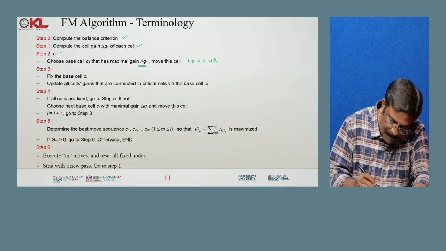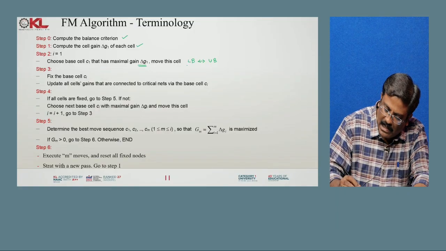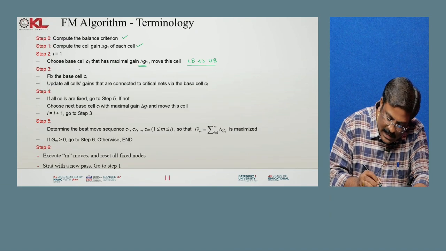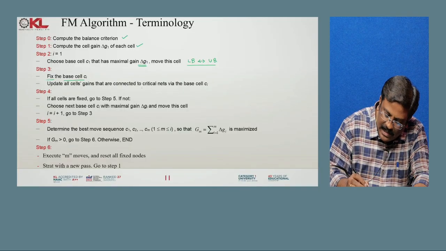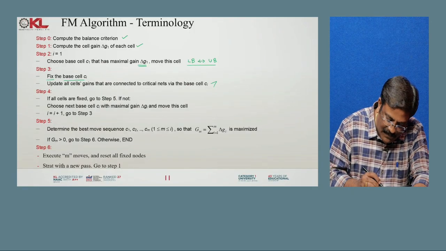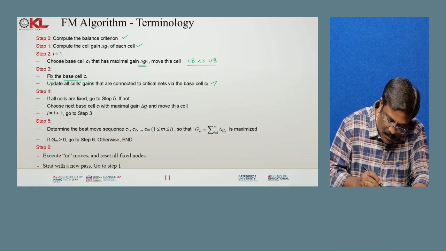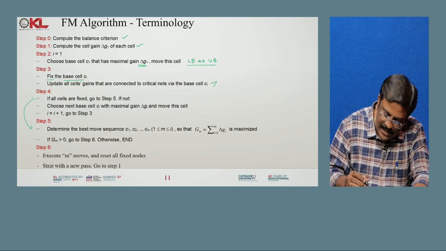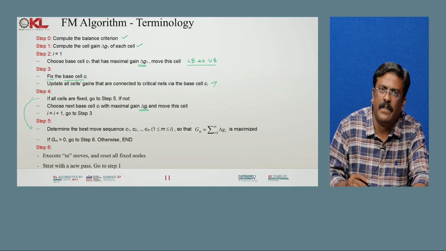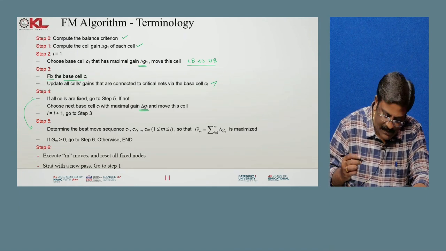And fix that base cell. Once the movement is done and it falls between the lower bound value and the upper bound value, we call it the base cell, and we fix it as a fixed cell and update all the cell gains connected to the critical nets via the base cell Ci. Coming to step 4, if all cells are fixed, then we go to step 5. If not, we have to go for estimation of the del G value again and satisfy the balance criteria. Once the balance criteria is satisfied, we can move the cell and update our fixed cell.